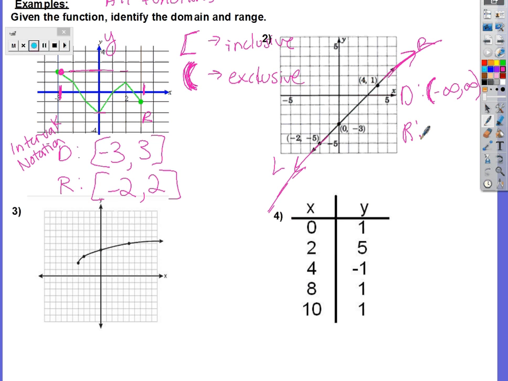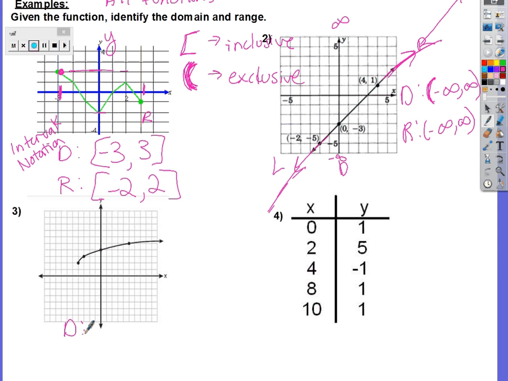Kind of the same thing for the range. This technically is your lowest point. This is going down to -infinity. And also along the y-axis, this is going up to +infinity. Done. Let's look at number 3.